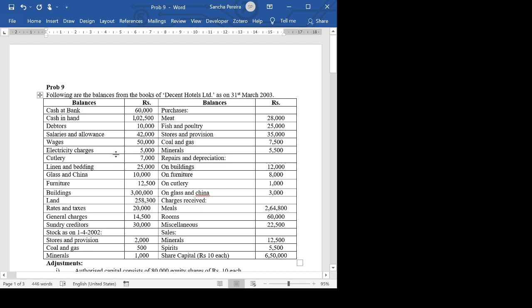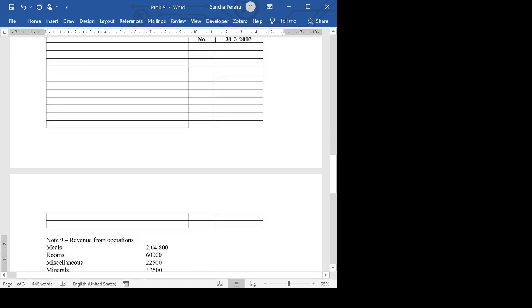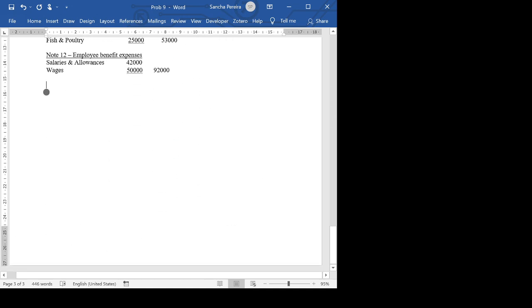So we'll have a huge note for other expenses. All these things will have to be taken. Other expenses, note 13.